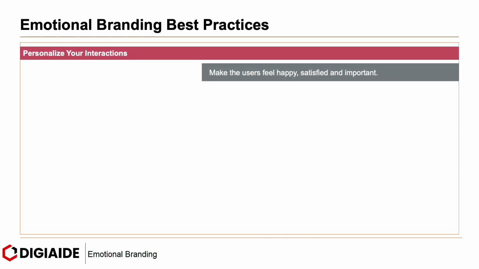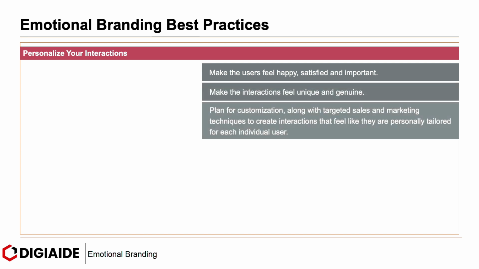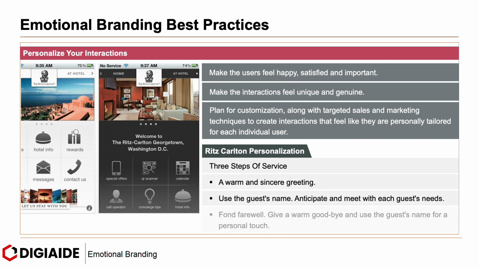Next, personalize your interactions. Make the users feel happy, satisfied, and important. Make the interactions feel unique and genuine. Plan for customization along with targeted sales and marketing techniques to create interactions that feel personally tailored for each individual user. Example, the personalization at Ritz-Carlton. 3 steps of service. A warm and sincere greeting. Use the guest name and anticipate and meet guest needs. Fond farewell. Give a warm goodbye and use the guest name for a personal touch.